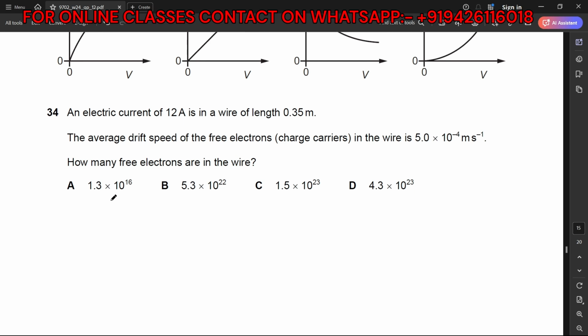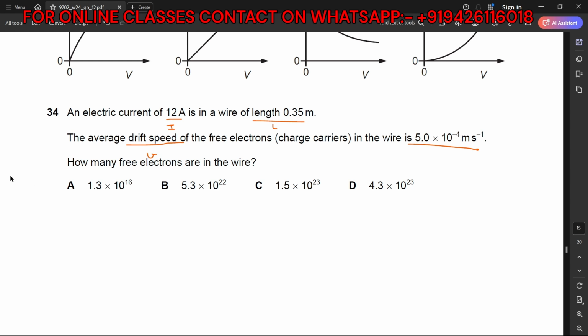For question 34, an electric current of 12 ampere is present in a wire of length 0.35. The average drift speed of the free electrons in the wire is given. This is your current, this is your length. How many free electrons are in the wire?